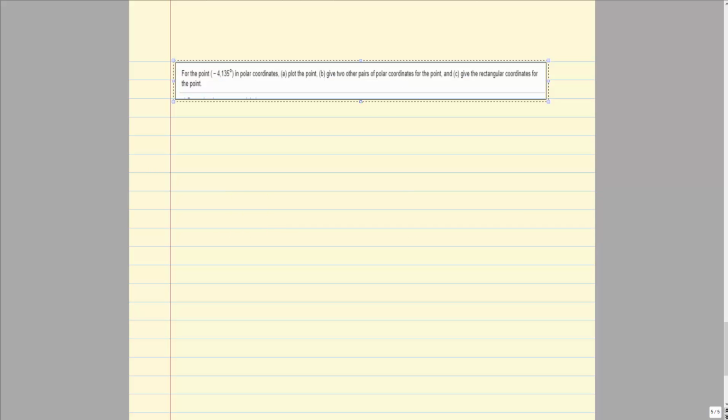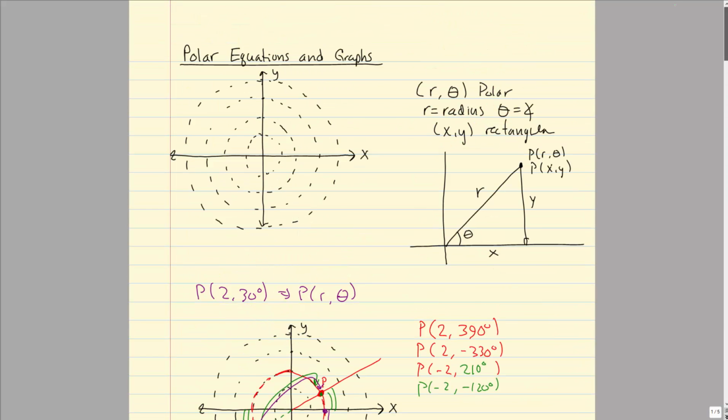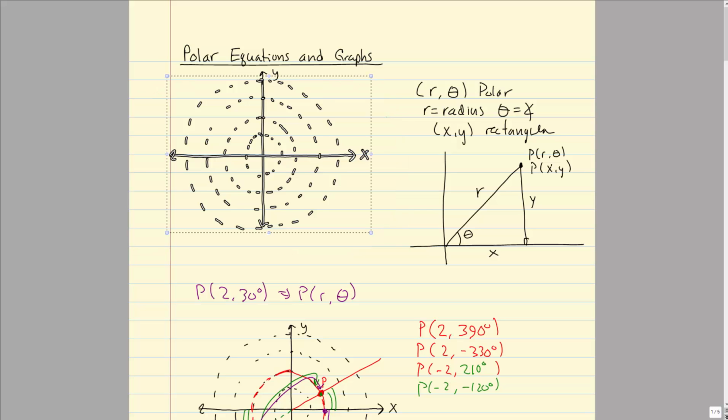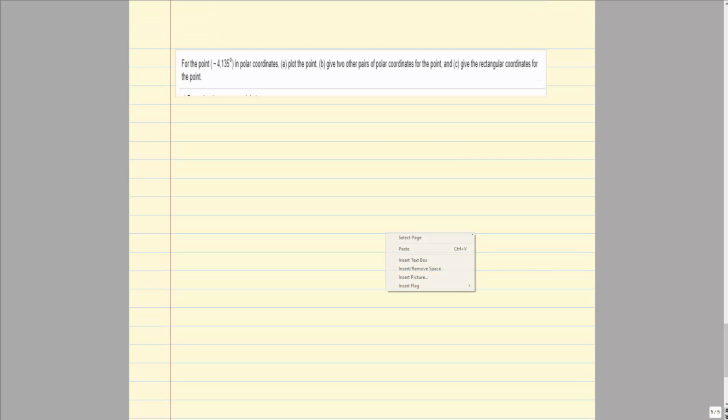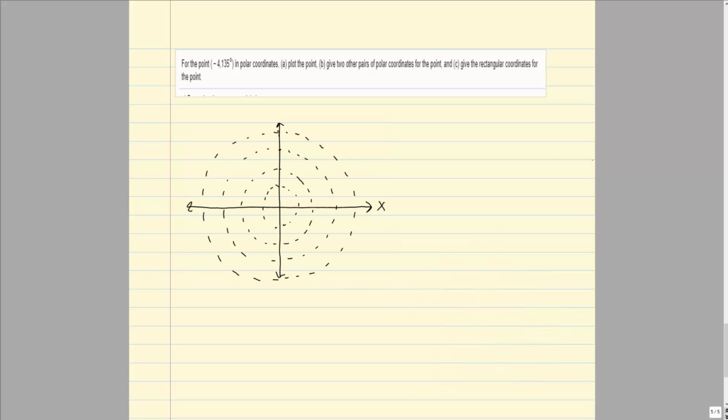So for this one, we are looking at negative 4, 135 degrees. I'm going to go up and grab this again. We're asked to graph, give two other points, and give the rectangular coordinates. So we have kind of the same thing going on here. What I'll do first is go over here to do the 135. So let's look at that 135.